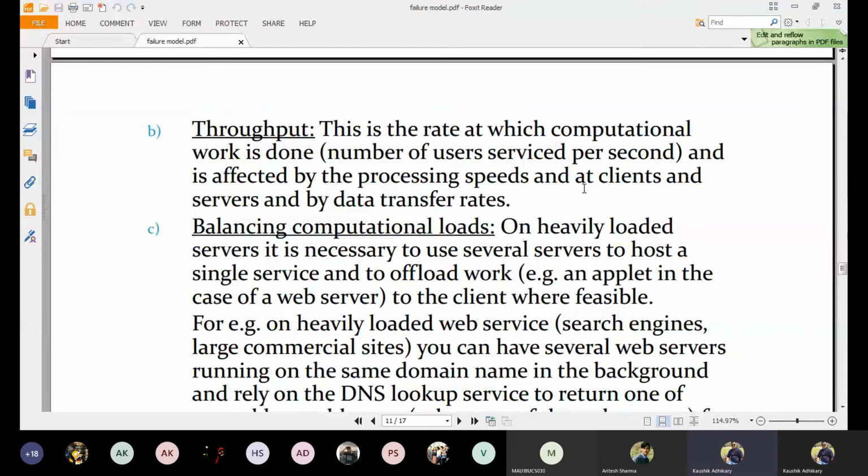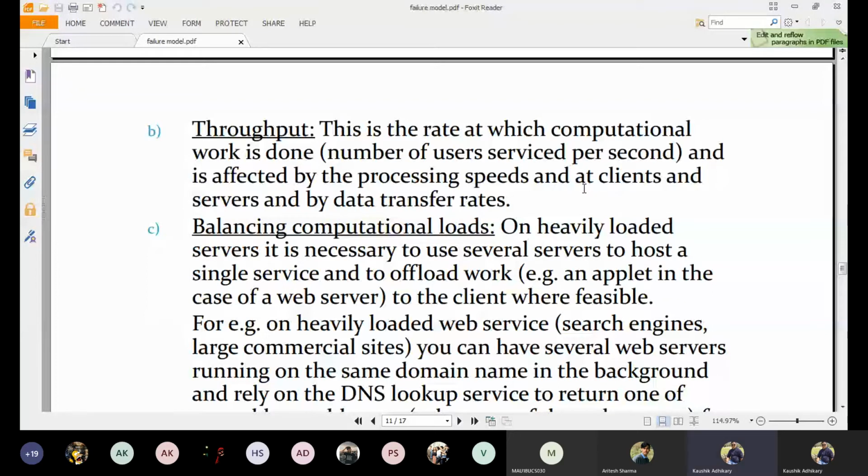That is the number of users serviced per second. How many users are being serviced? If there are 100 users and 90 users are being serviced, the throughput is 90%, and it is affected by the processing speed at the clients and server and by data transfer rates. So it is affected by the processing speed of the receiver, how fast it can process, and at the client, how fast the client can send its request, and by the data transfer rates.